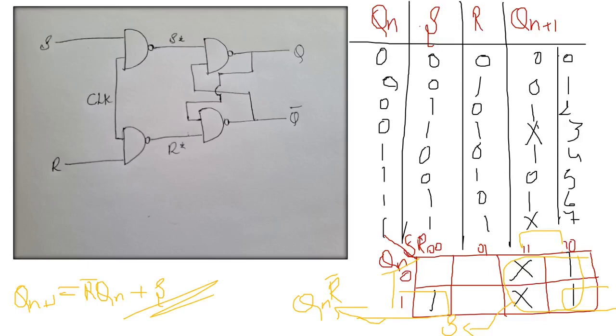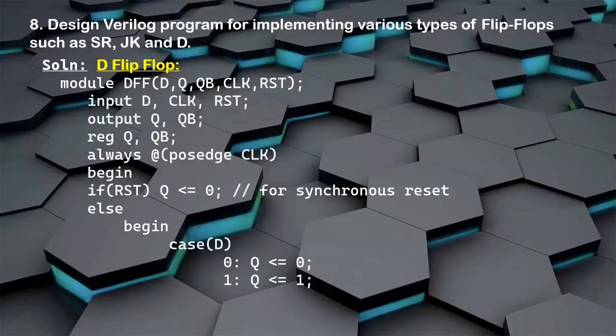Let's move on to the Verilog code. This is the Verilog program for the D flip-flop. D flip-flop inputs are RST, D and clock.